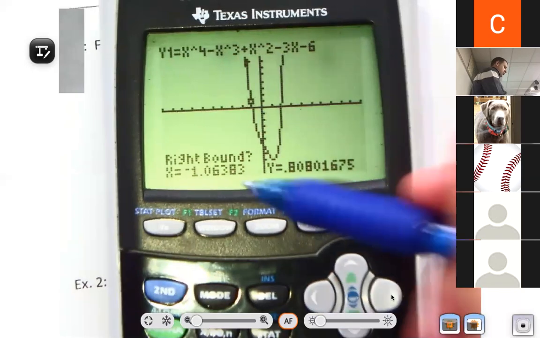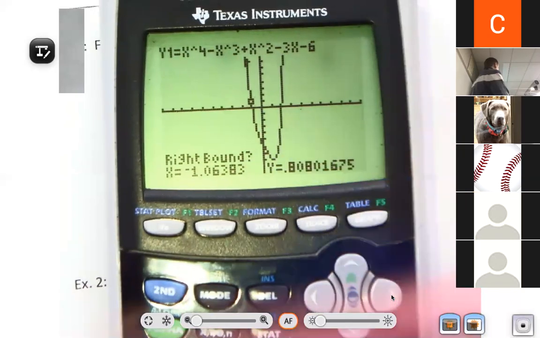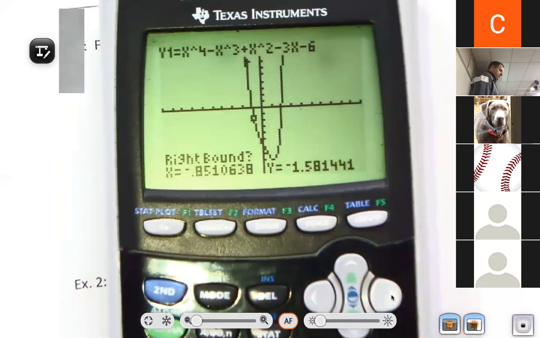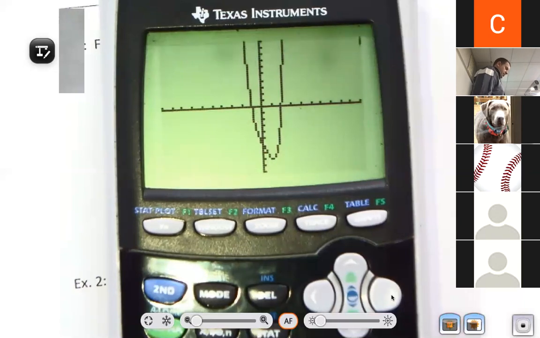And then it says right bound. Well, then you arrow to the right of it. So arrow to the right. And then you push enter. And then your calculator says, would you like me to guess? It's not really guessing, but it's running a lot of calculations in the background. I don't actually know what it's doing, but we just push enter again. And you were right. It is -1.